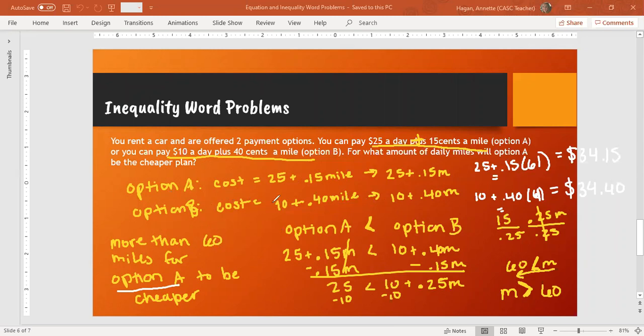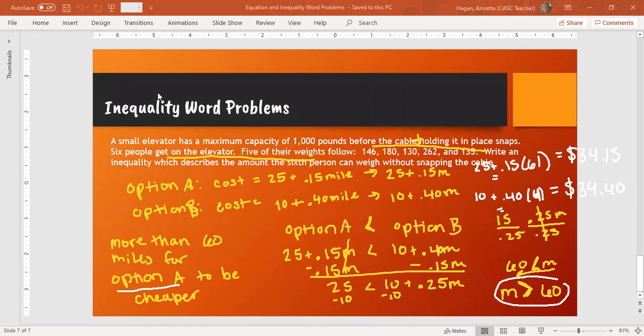If you needed to rent a car to, say, drive across the country, we're definitely going to be looking at option A because we're going to be driving more than 60 miles, okay? So M is greater than 60. That means we have to drive more than 60 miles for option A to be cheaper.